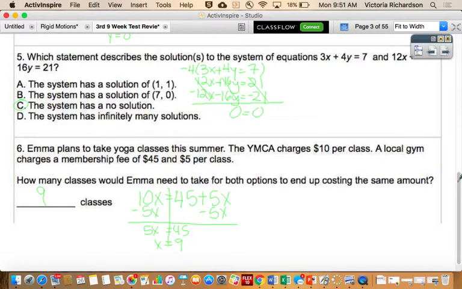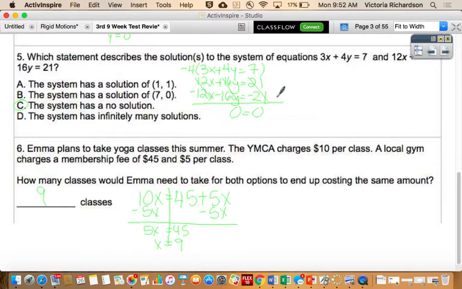So I have 3x plus 4y equals 7 and 12x plus 16y equals 21. So once again, I'm going to use the elimination method. I'm going to multiply the 3x plus 4y equals 7 by negative 4, which will help me to eliminate everything. So negative 4 times 3x is negative 12x. Negative 4 times 4y is negative 16y. And negative 4 times positive 7 is negative 21. Now when I work all this out, I get 0 equals 0.